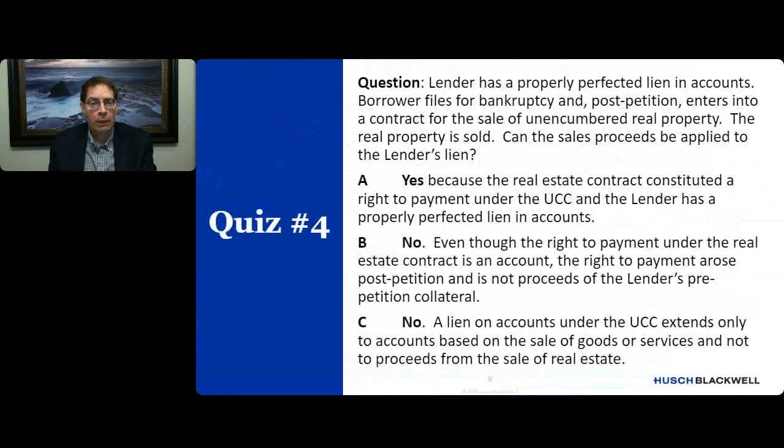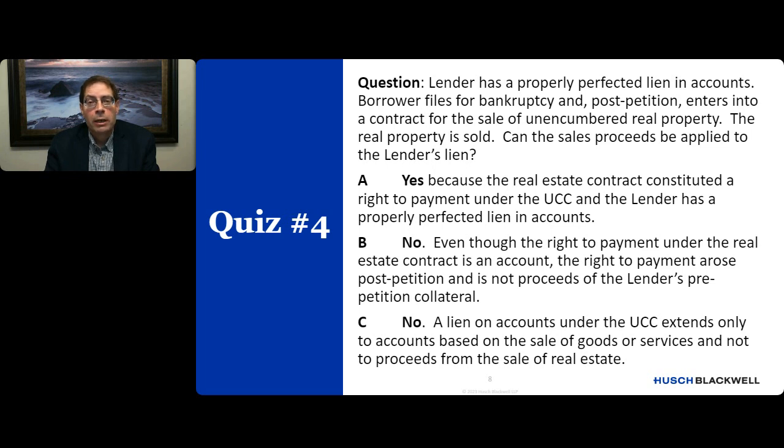All right, quiz number 4. This case was an interesting one, out of a bankruptcy court down in Texas. Here you have a lender who pre-petition had a properly perfected lien in accounts. The borrower filed for bankruptcy, and the borrower had some unencumbered real estate. Post-petition, the borrower enters into a real estate contract to sell the property, and the court approves the sale.